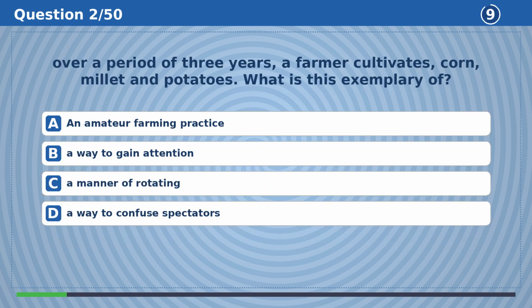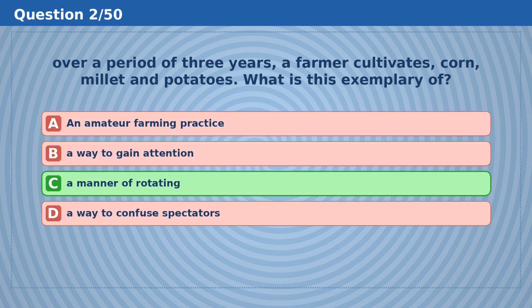Over a period of 3 years, a farmer cultivates corn, millet, and potatoes. What is this exemplary of? The answer is C, a manner of rotating.